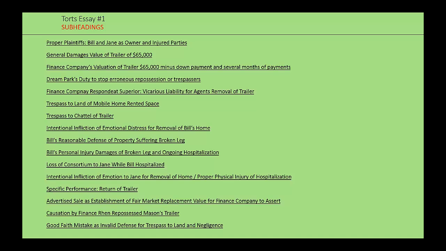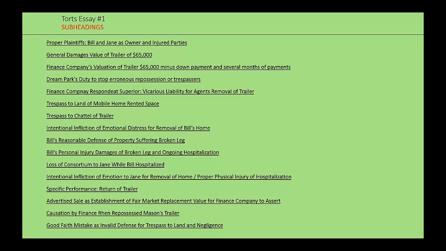So we have proper plaintiffs, Bill and Jane as owners, and they're the injured parties. Their general damages of the trailer are $65,000. They took the trailer, I want it back, and the down payment. So our defense is I'll give you $65,000, I'll give you your $10,000 back, because that's all you put into it, plus the payments. Dream Park's duty to stop erroneous repossession of trespassers. That's throwing it out there.